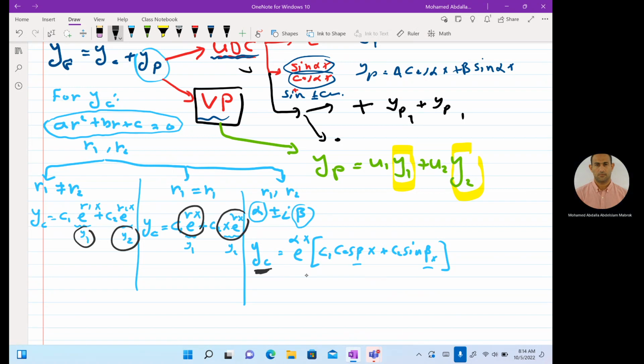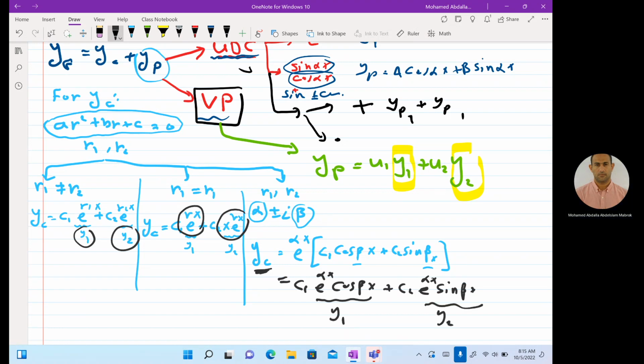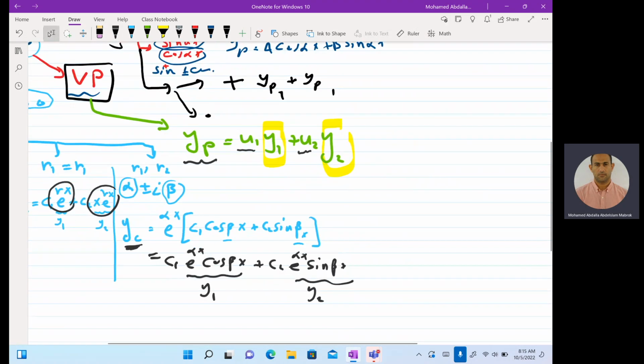In this case, yc, you should write this as c1 e to the power alpha x cosine beta x plus c2 e to the power alpha x sine beta x. All of this will be y1, all of this will be y2. So y1 and y2 in the yb, in case of variation of parameter, we use the y1 and y2 that are coming from the yc. So what's left is u1 and u2. How are we gonna get u1 and u2?